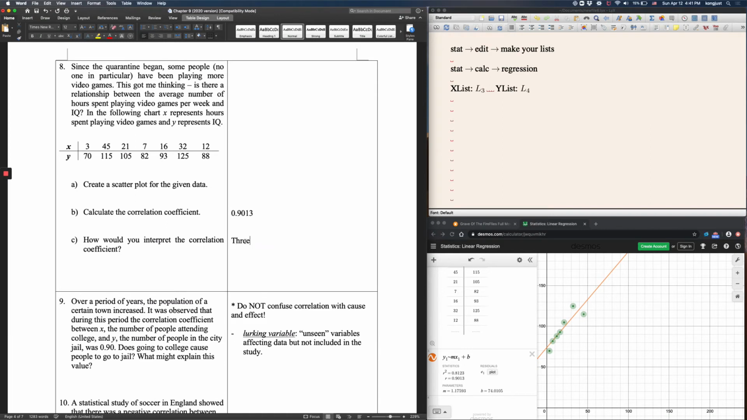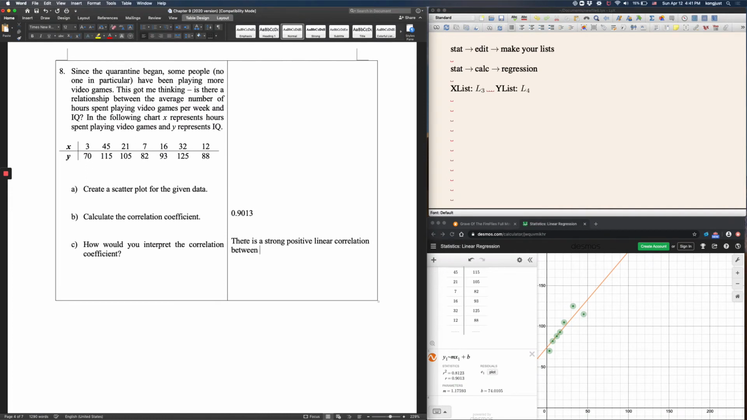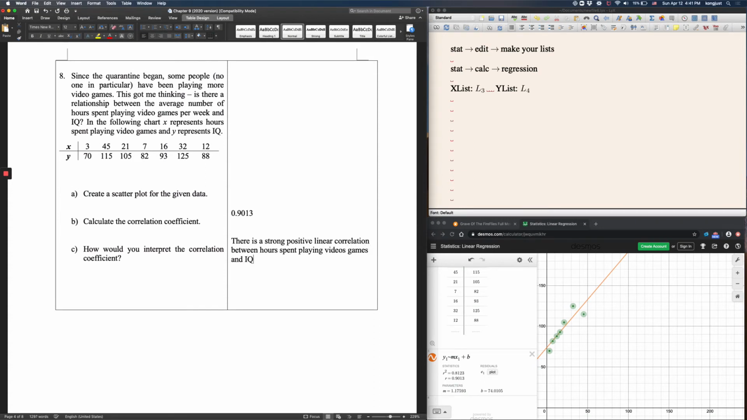There is a strong positive linear correlation between hours spent playing video games, this is good news, and IQ.